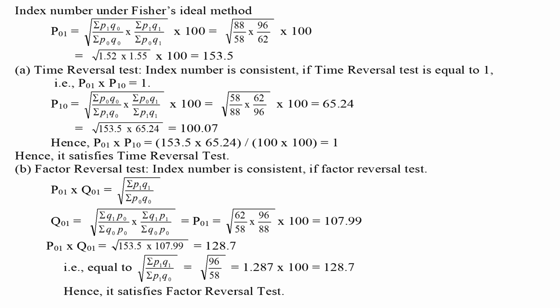A. Time reversal test. Index number is consistent if time reversal test is equal to 1. It satisfies time reversal test. B. Factor reversal test. Index number is consistent if factor reversal test equals 1. It satisfies factor reversal test.